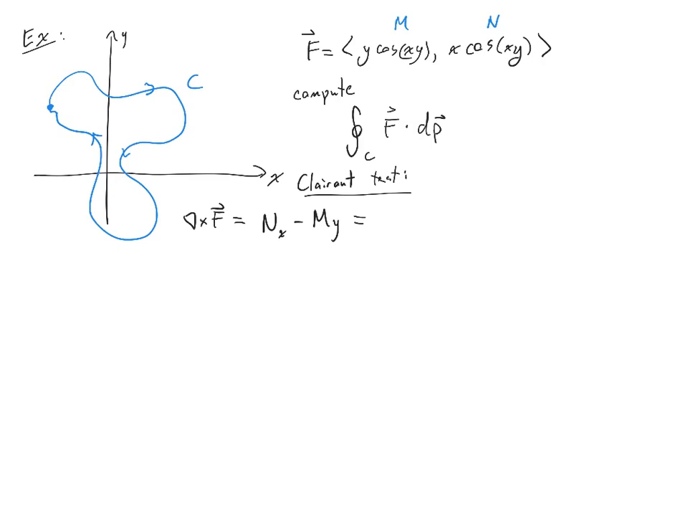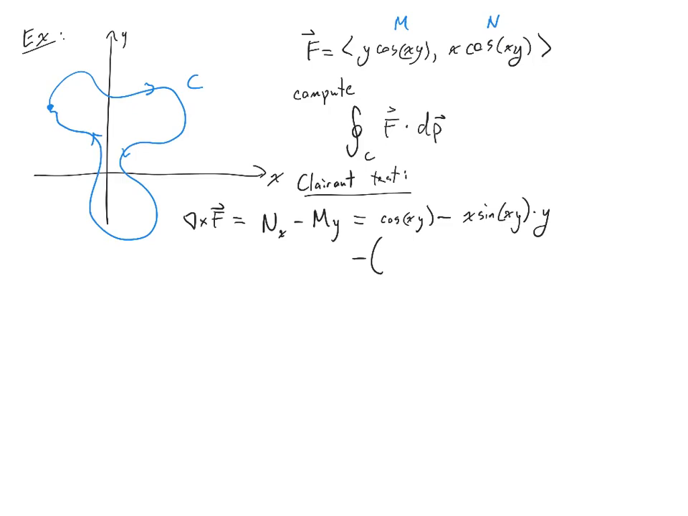Looks like the derivative of x cosine xy is cosine xy plus x times the derivative of cosine, which is minus sine. So let's just go minus x sine xy times the chain rule term y, and minus what I get from the derivative of m with respect to y.